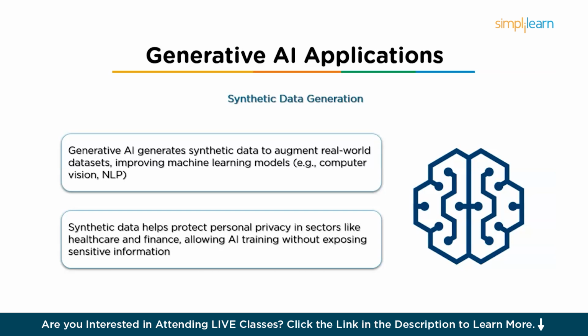And then we have privacy-preserving data. So for example, in sectors like healthcare or finance, generating synthetic data can help create data sets that protect the personal privacy of the patients. These data sets can be used to train AI models without exposing sensitive information such as medical records or financial transactions.